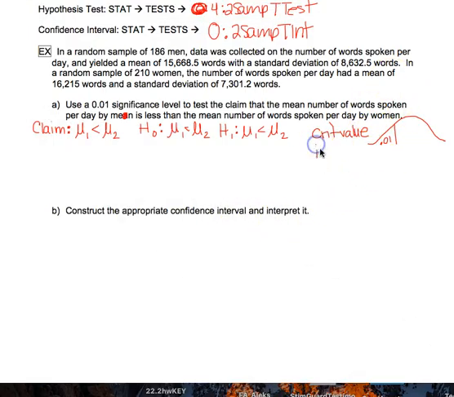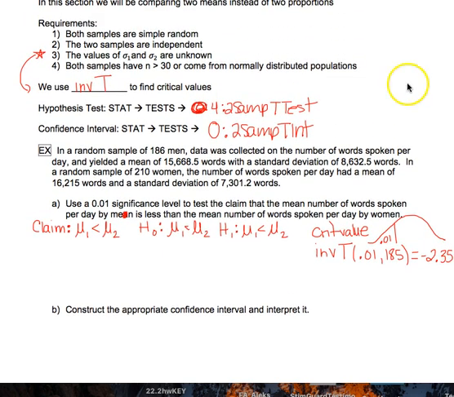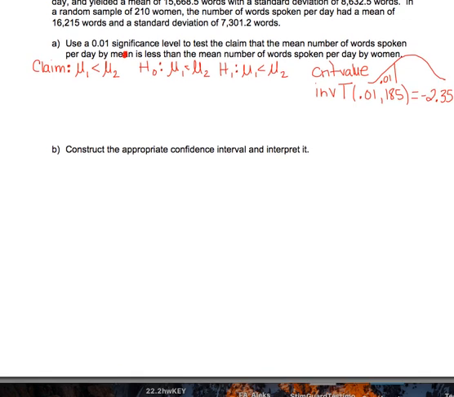So inverse T, 0.01 with 185 equals negative 2.35. Maybe make a note up here for you for degrees of freedom equals smaller n minus 1. All right, so I've got my critical value.